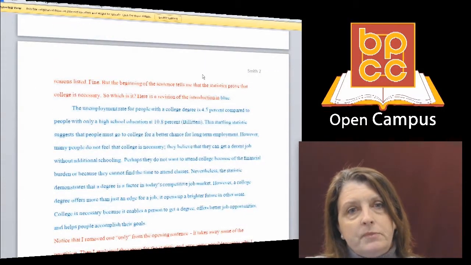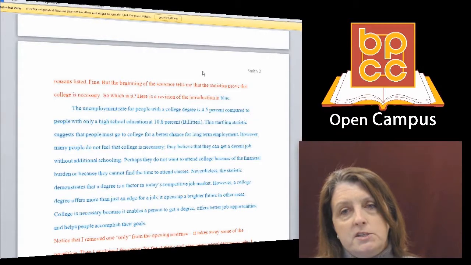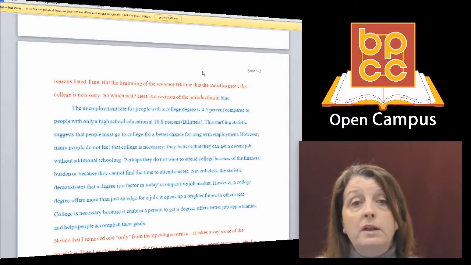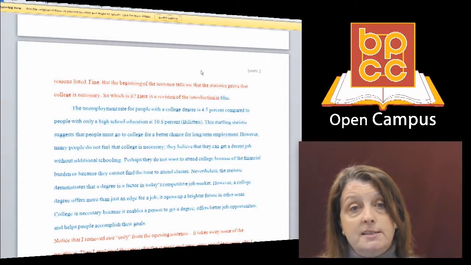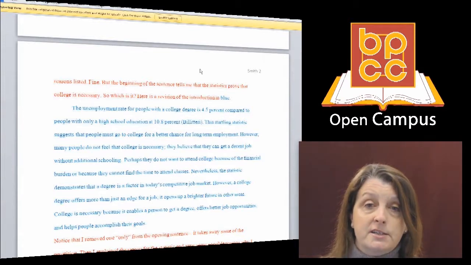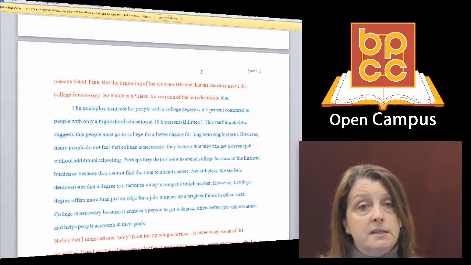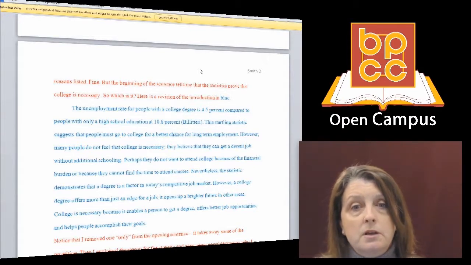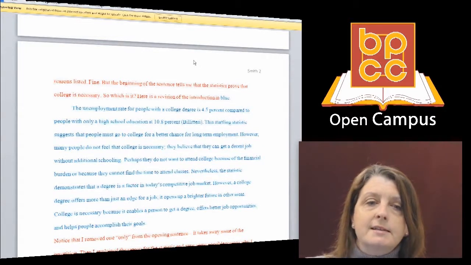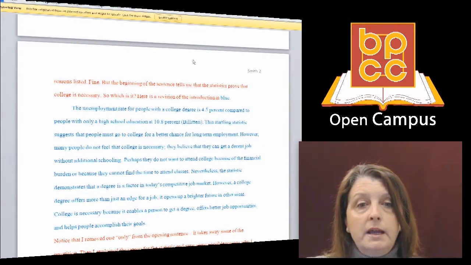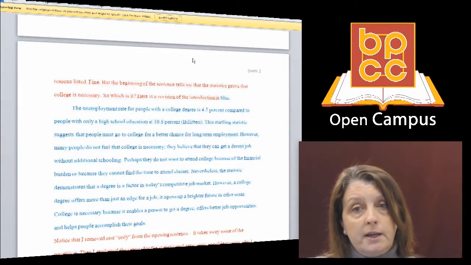Let's read it together. The unemployment rate for people with a college degree is 4.5% compared to people with only a high school education at 10.8%. This startling statistic suggests that people must go to college for a better chance for long-term employment. However, many people do not feel that college is necessary. They believe that they can get a decent job without additional schooling. Perhaps they do not want to attend college because of the financial burden or because they cannot find the time to attend classes. Nevertheless, the statistic demonstrates that a degree is a factor in today's competitive job market.